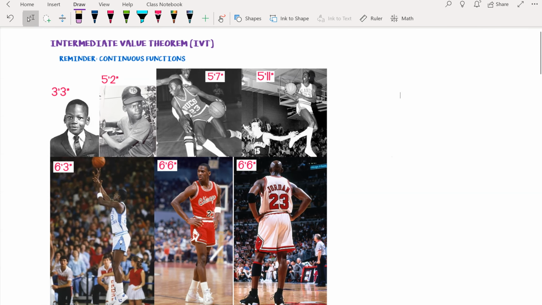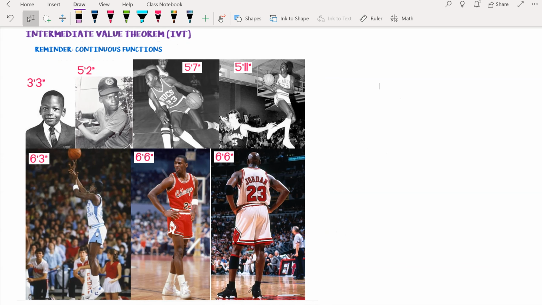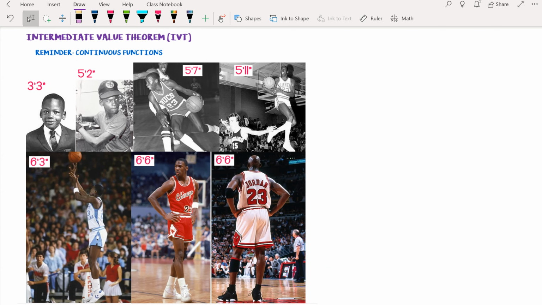Okay, and the first part of this is going to be just a little intro. We're going to talk about continuous functions. This is a little reminder about what a continuous function looks like IRL, in real life. So this is Michael Jordan's height from, I don't know, age 3 over here at 3'3". And then, as he grows, he goes to 5'2", 5'7", 5'11", 6'3", 6'6". He stayed 6'6", and that's pretty much where he ended up. So this is Michael Jordan's height.